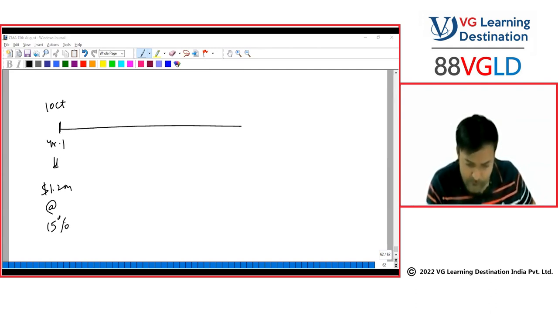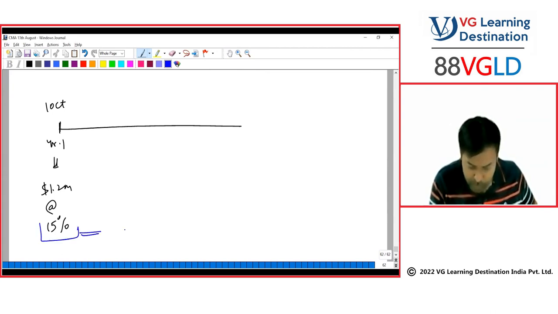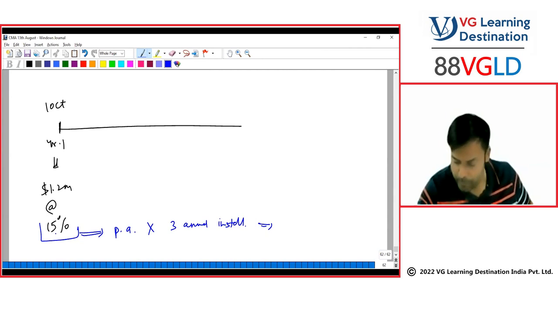Interest is going to be payable per annum, and it is going to be paid in three annual installments. What is going to be the installment amount, everyone? 1.2 million into 15%. The annual installment amount is 400,000, which is given in the question.